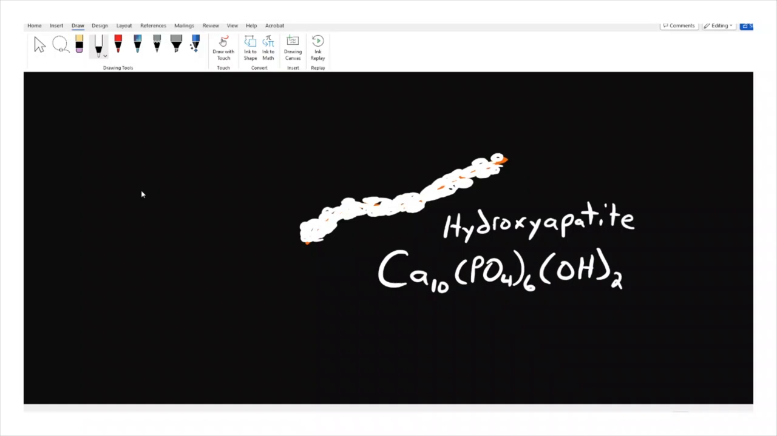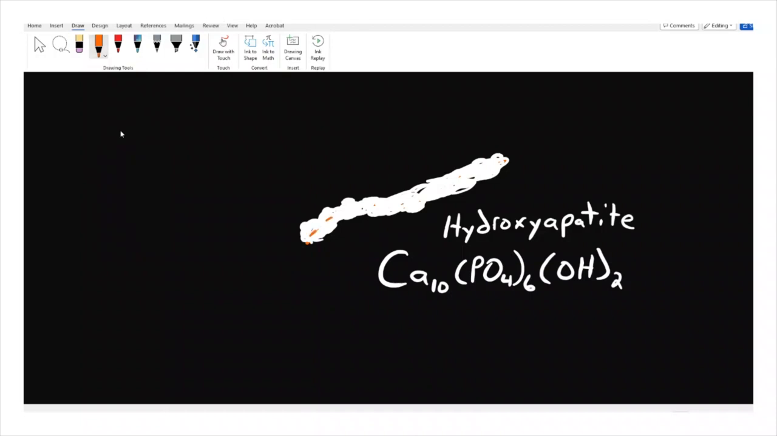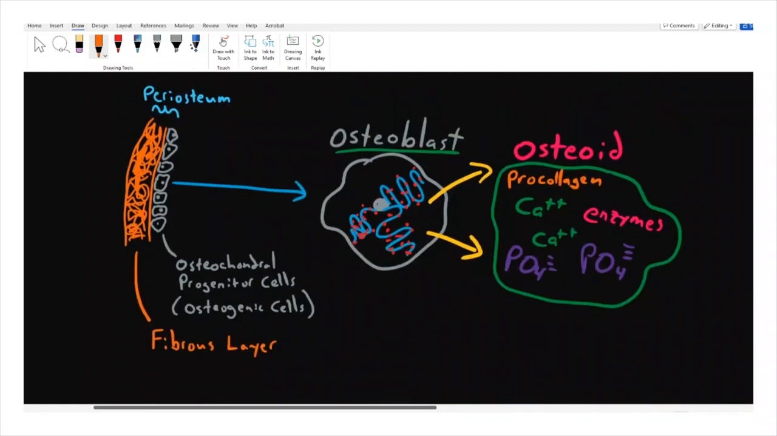So it gets laid down, mineralized, calcified, crystallized along this embedded collagen fiber. So there's a collagen fiber in there, I'll show you with dashed lines, like so. And again, this is going to take several weeks. And in dense bone, or compact bone, what we see is our original osteoblast, right here, starting to get surrounded by bony matrix.